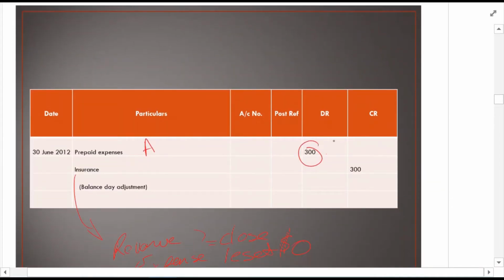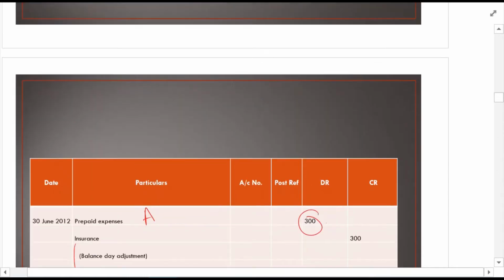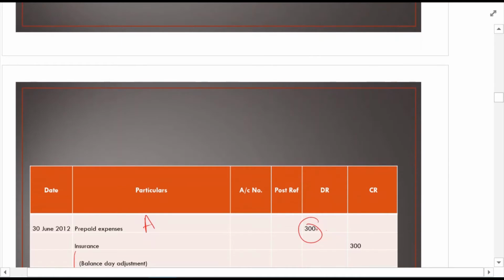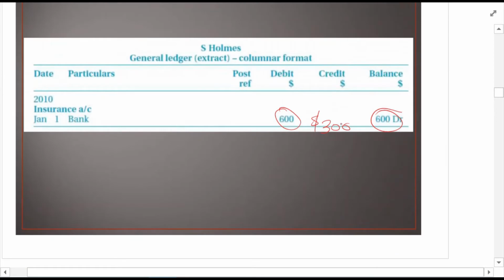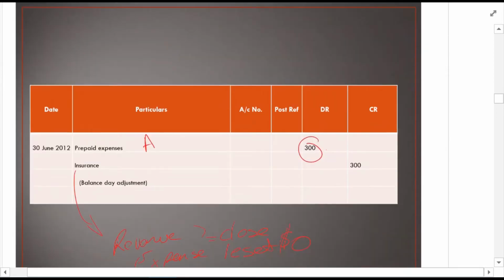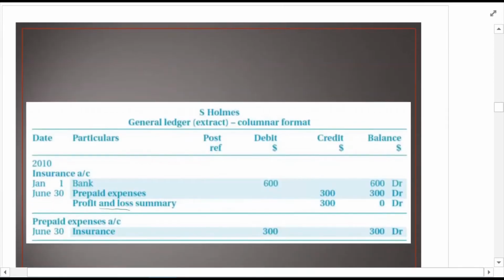So what we've done is credit the $300 out of the insurance account, and place it in the asset, where we debit the prepaid expense account. We debit because it's an asset. If we look up here, you see $300 has been taken out. I've completed one here: $300 has been placed in there, so it makes a new balance in this account of $300.